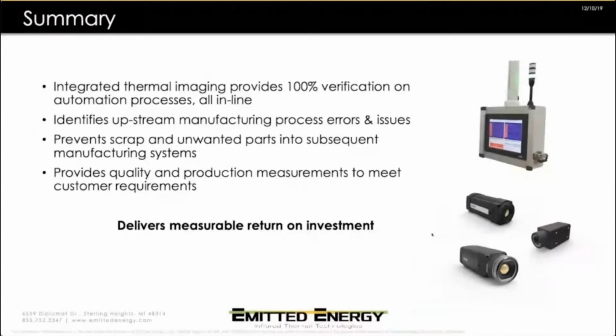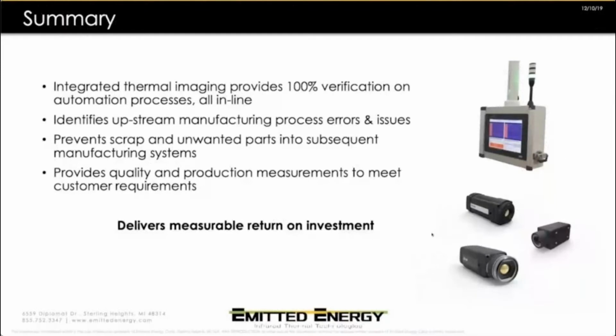In summary, we do inline 100% verification on all the parts. We identify upstream manufacturing process errors and issues with that trend analysis, trying to find out where the common thread points of those issues are. We prevent scrap and unwanted parts going into subsequent manufacturing systems. We do not want these to go to downstream systems to find out that we had problems. We can reduce WIP issues in those situations, and we want to provide the quality and production measurements to meet customer requirements.